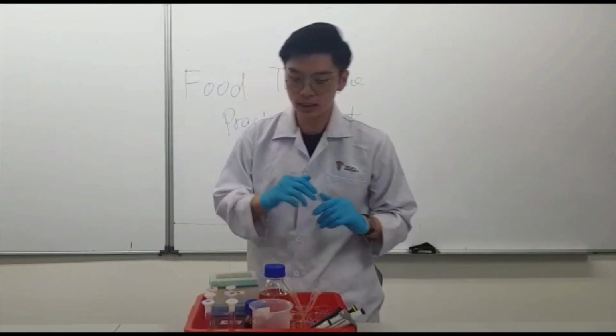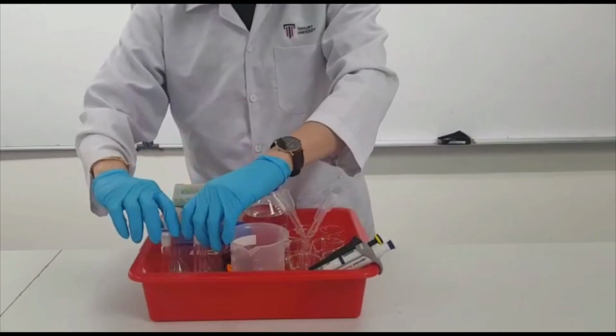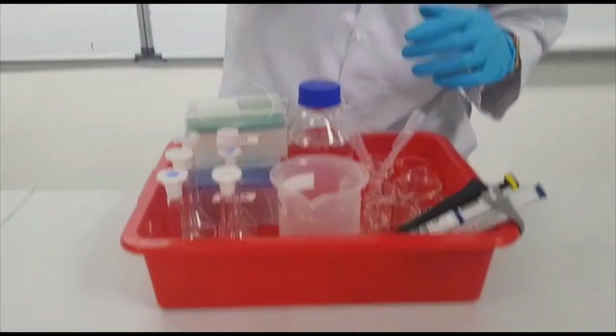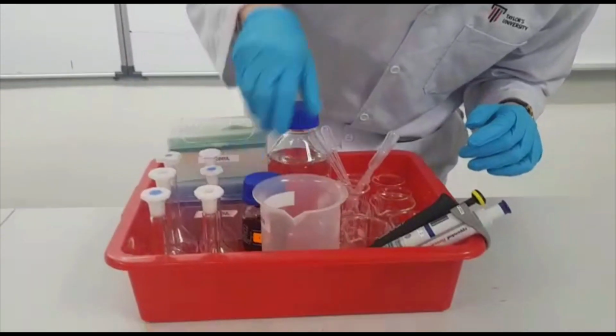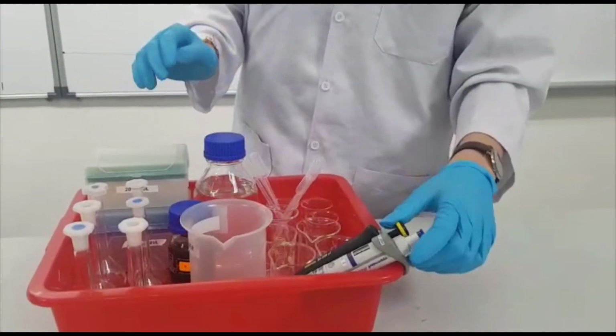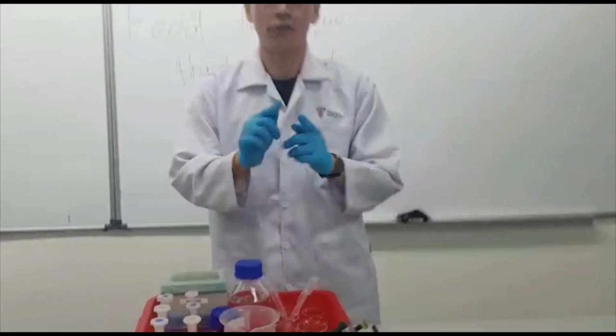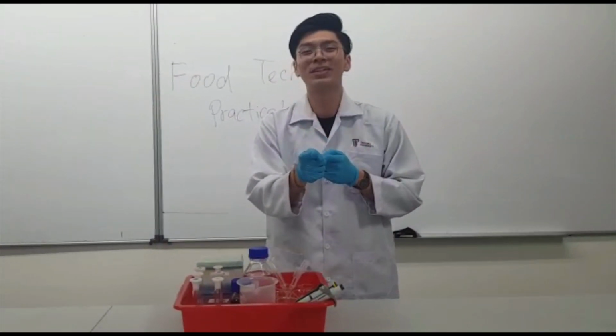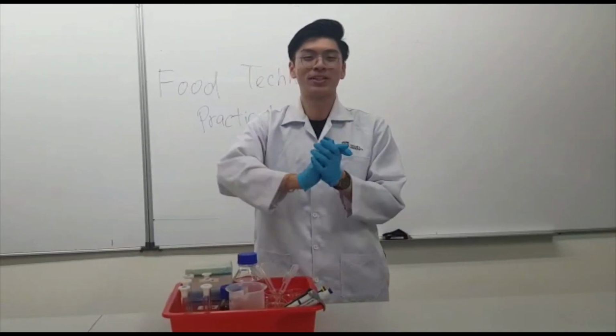So as you can see here, we are given the volumetric flask, and of course this is the sample, and this is the mobile phase, and some beakers and also a micropipette. If you are curious about what we are going to do, keep watching and see you later.